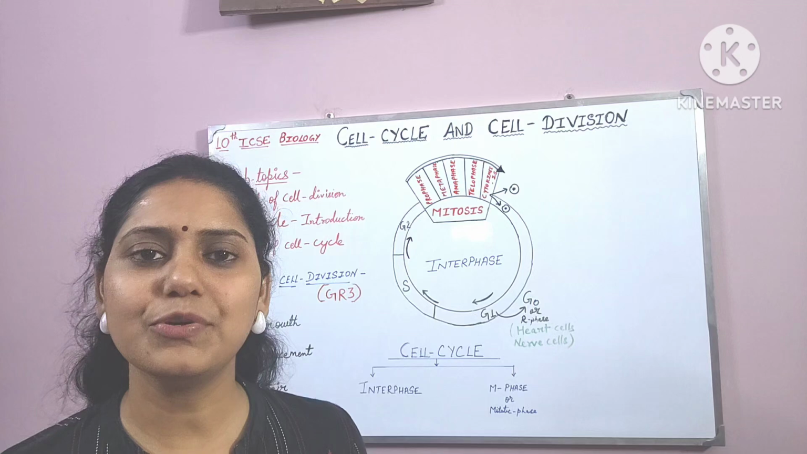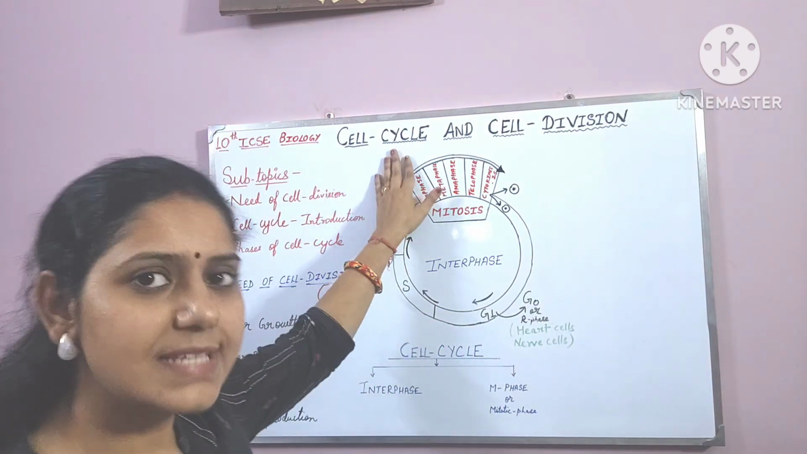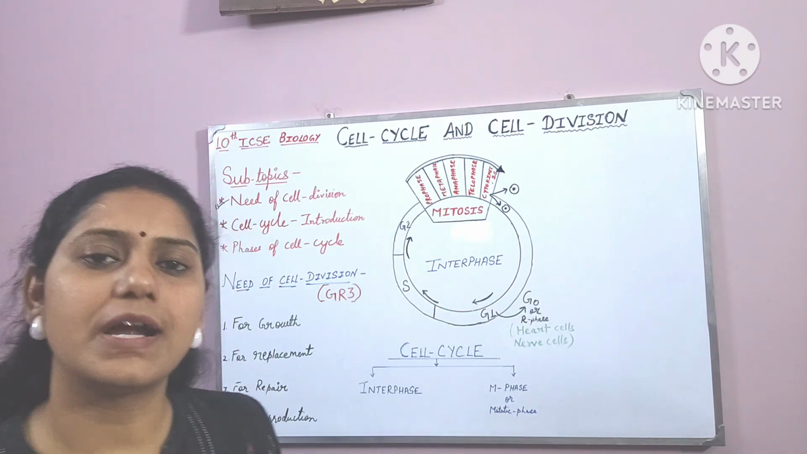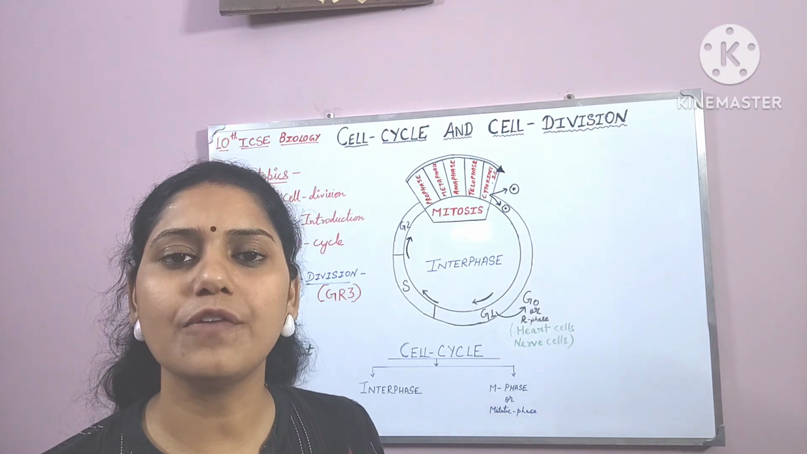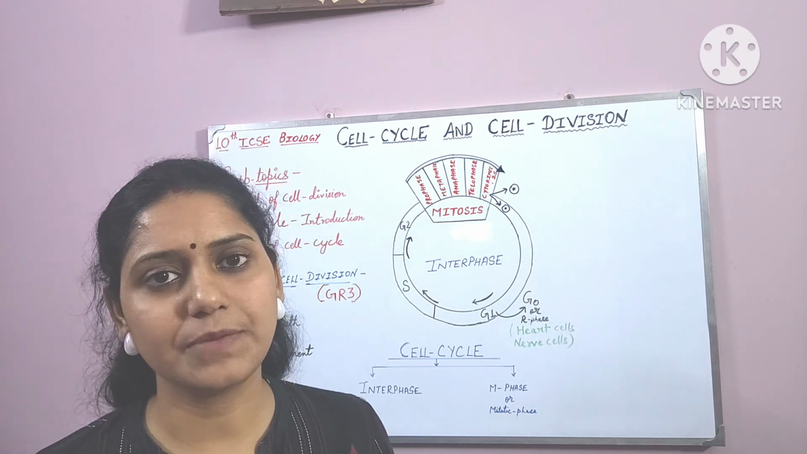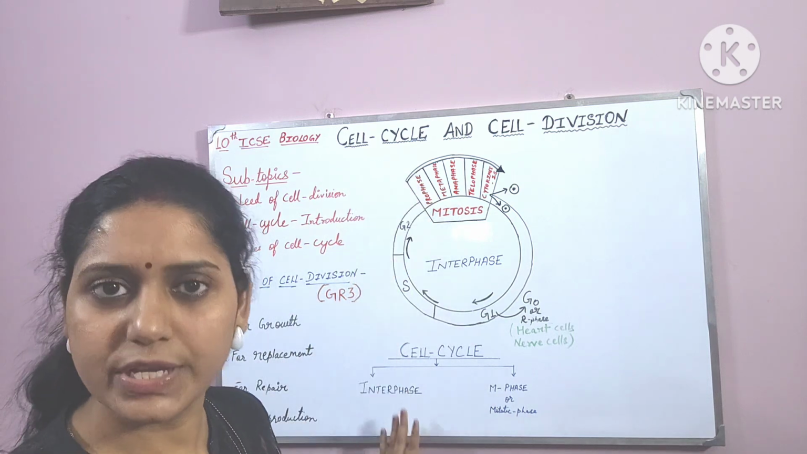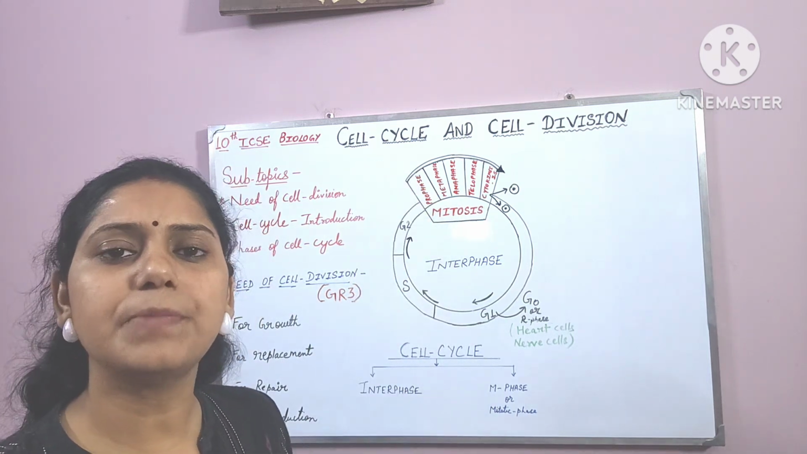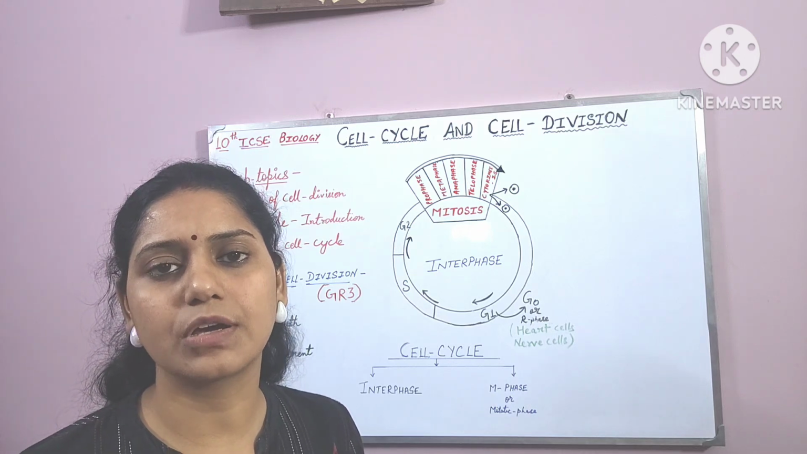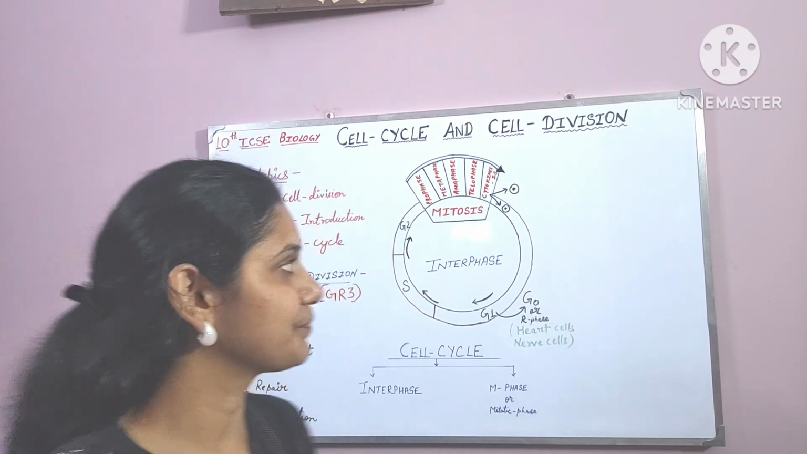So today, I am going to start with the first chapter of 10th ICSE Biology, that is cell cycle and cell division. In this chapter, one more part is there, that is structure of chromosomes. This entire chapter I have divided in 3 parts. The first part will be cell cycle, which we are going to discuss today. The second part will be of cell division, and the third part will be the structure of chromosomes, which you will get to see in the coming videos.